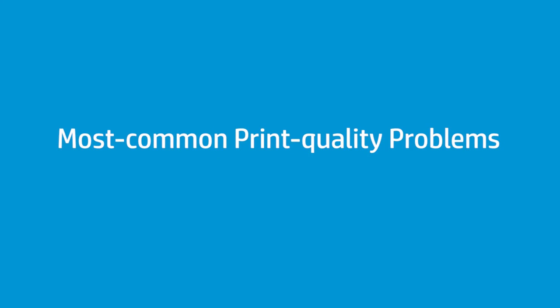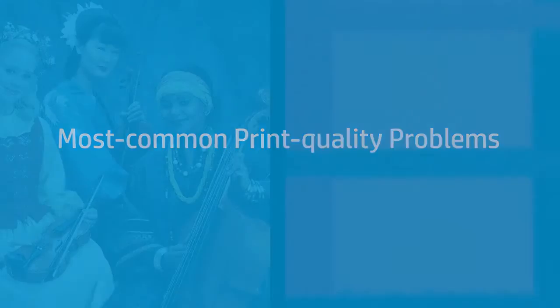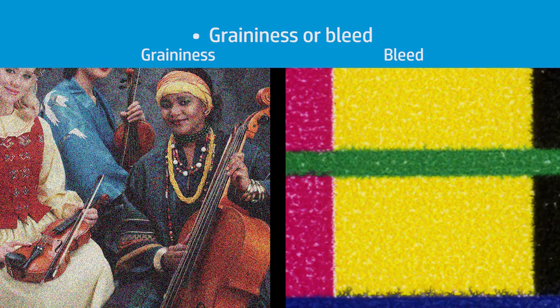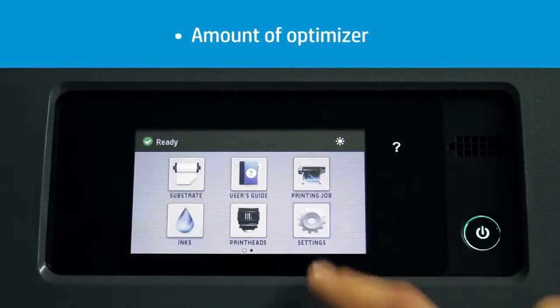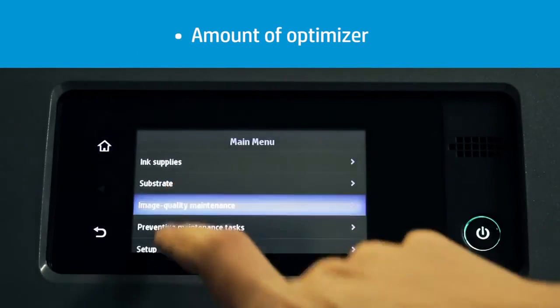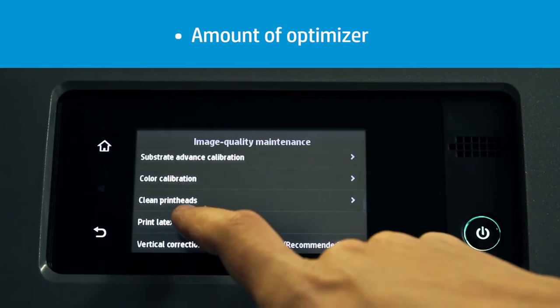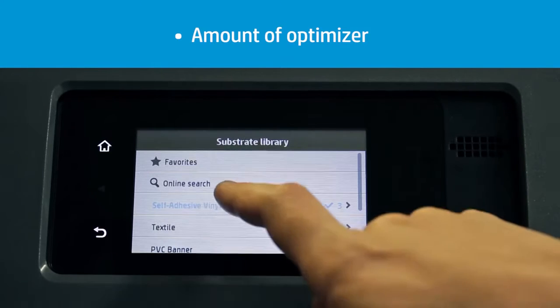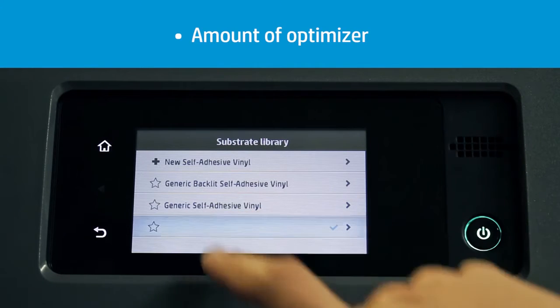This section shows the most common image quality issues, the possible causes, and the way to fix them. If your plot presents graininess or bleed, check the following. Print the optimizer check plot on the same substrate and with the same preset that presents the problem. If the plus row has less grain or bleed than the equals row, then the level of the optimizer you're using is not enough. Go to your substrate library on the front panel or in your RIP.